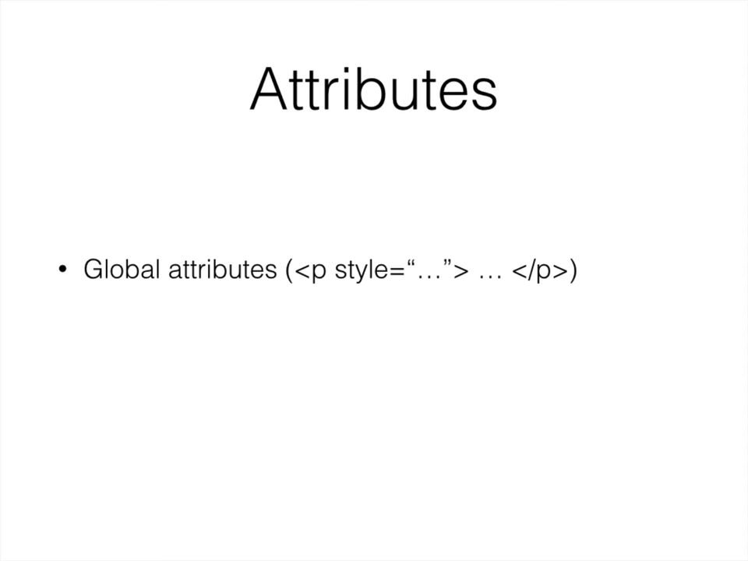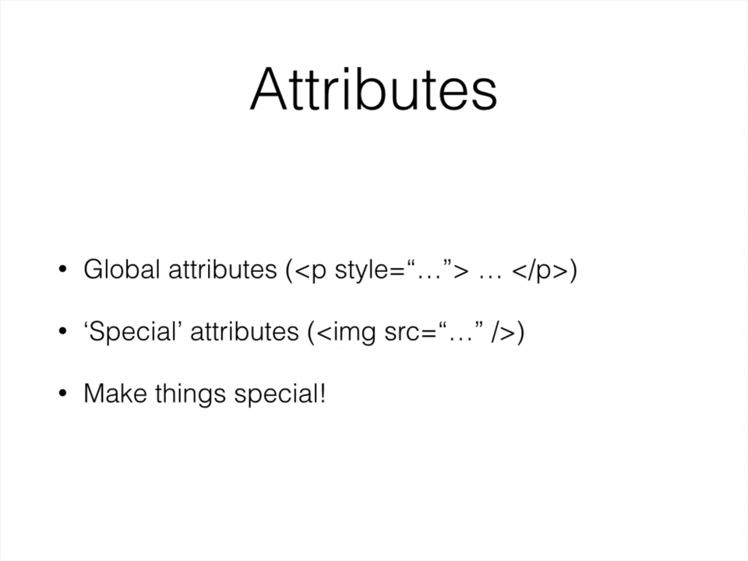Attributes. There are global attributes, which all HTML tags are allowed to have. Those include style, ID, class. Let's get to this slide so that I don't have to restart the slide. There are special attributes. Those are usually on ones that have no closing tag. So all images need to have a source. You can't just have an image that's just nothing. It has to point to something. It has to have the image data portion. Same thing with links. A link without an href is basically useless because it doesn't actually link to anything. The special attributes make things special.